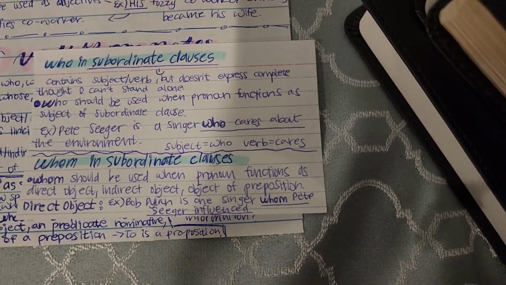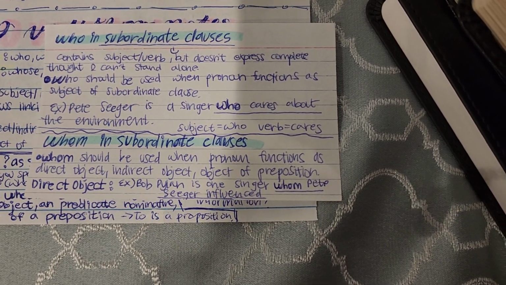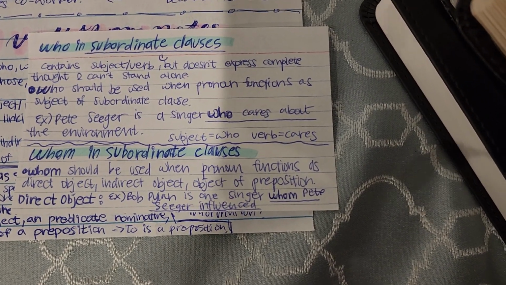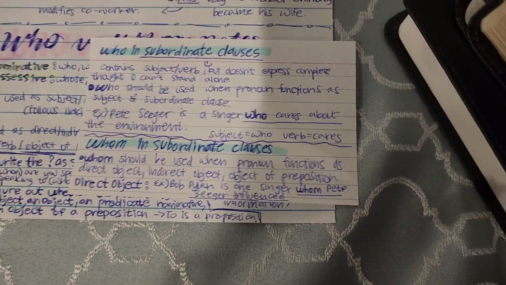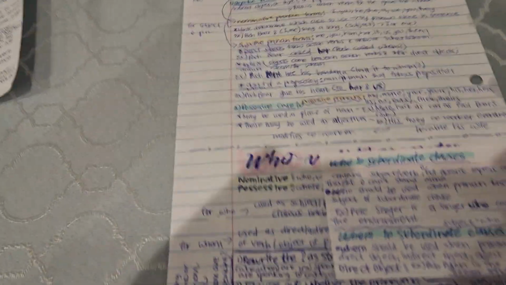Whom in subordinate clauses: whom should be used when the pronoun functions as the direct object, indirect object, or object of a preposition. Direct object example: Bob Dylan is one singer whom Pete Seeger influenced. And that is it.